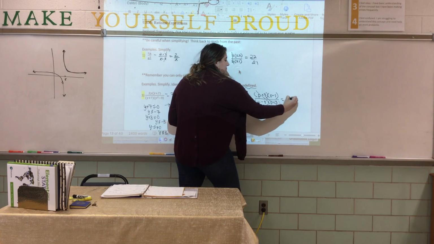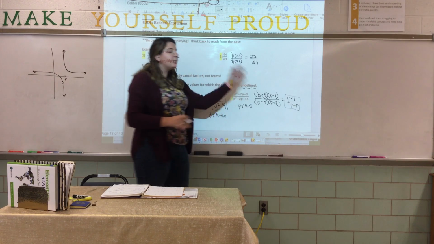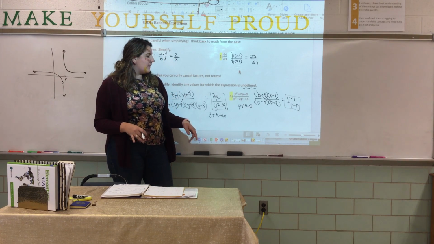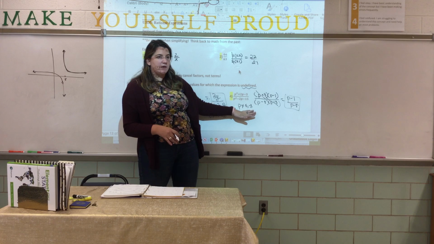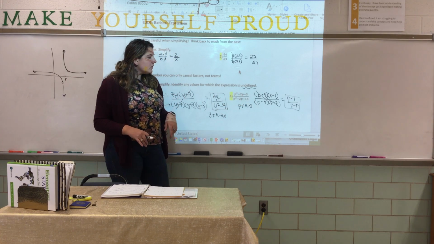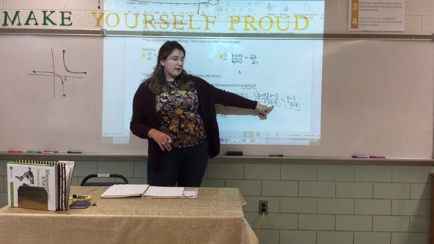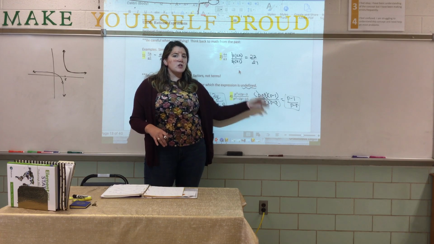And I'm left with p minus 1 over p minus 5. So my solution simplifies down to p minus 1 over p minus 5, but you still want to state your excluded values, those numbers that can't be put in there. So just a note on this, you do include the 3, even though that's canceling out, it's still going to show us something.